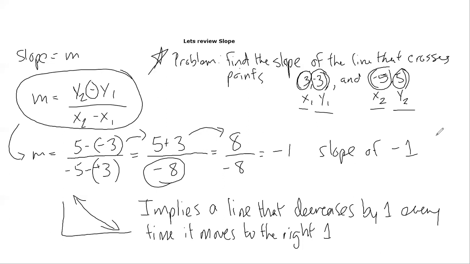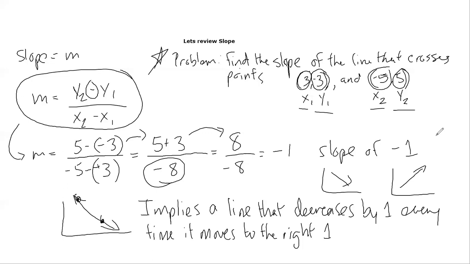Okay, so what that implies is on a graph, if you have a line that has a negative slope, it's generally going to look like this. It's going to start on the top here, and then it's going to go down. It implies a line that decreases by 1 every time it moves to the right by 1. If you had a positive slope, it would look like that. Negative slope, it looks like this. Okay? Just keep that in mind. All right, now let's move on to the actual lesson.